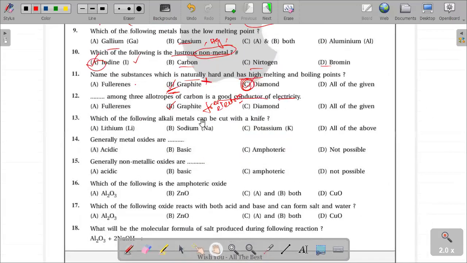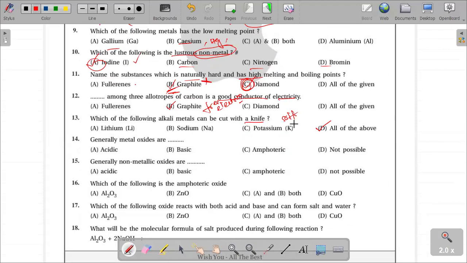Which of the following alkali metals can be cut with the knife? Lithium is an alkali metal, sodium is an alkali metal, and potassium is an alkali metal. So these are the alkali metals we can cut with the knife. That means they are soft in nature, so we can select the answer all of the above.